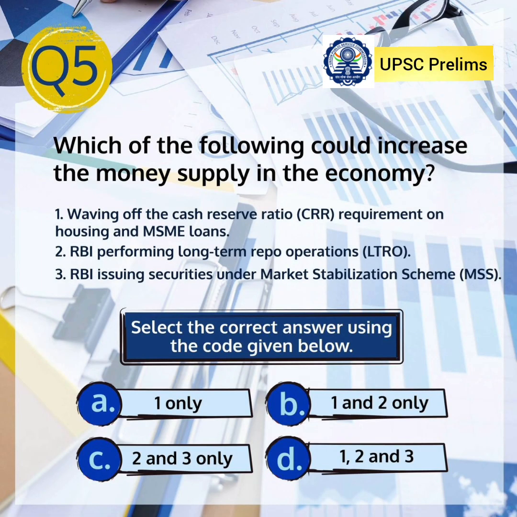Fifth question. Which of the following could increase the money supply in the economy? First statement. Waiving of the cash reserve ratio requirement on housing and MSME loans. Second one. RBI performing long-term repo operations. Third one, RBI issuing securities under market stabilization scheme. Select the correct answer using the code given below. Okay, for this question, the correct option is 1 and 2 only.